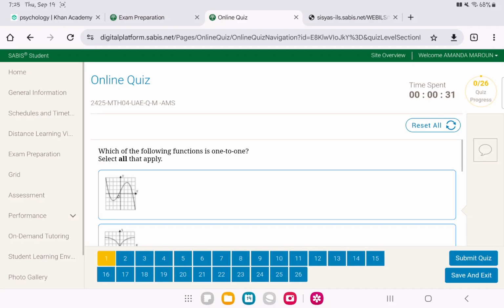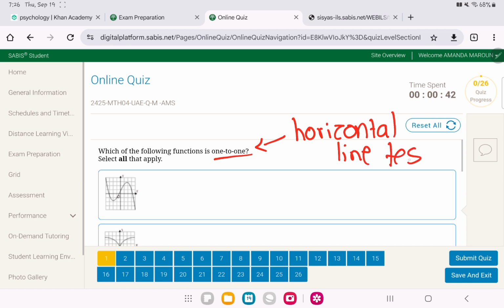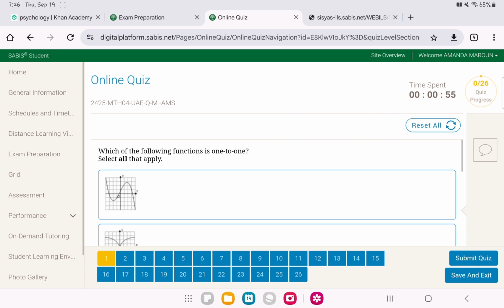Which of the following functions is one-to-one? Whenever they say one-to-one function, which test do we use? We use the horizontal line test. Always before that, we have to check if it is first a function. So first you do the vertical line test to verify if it is a function, and then if it is a function, we do the horizontal line test.